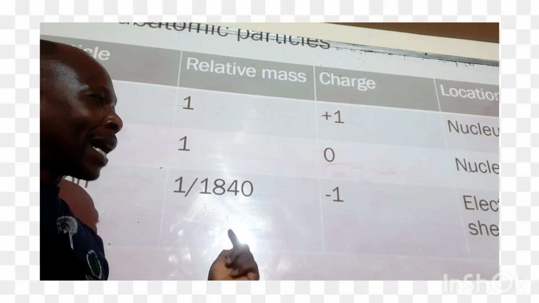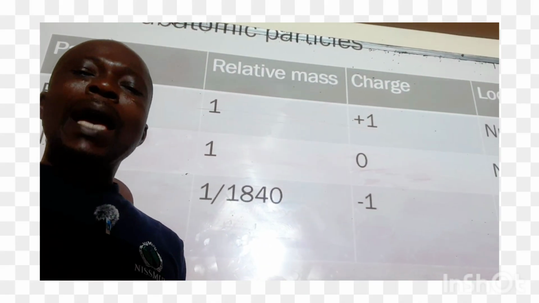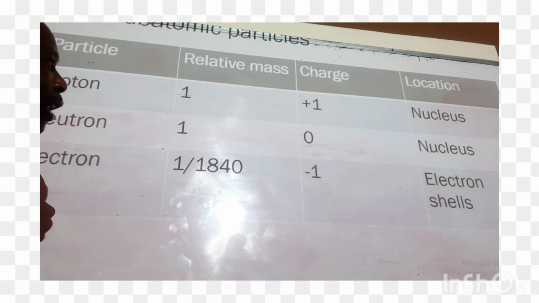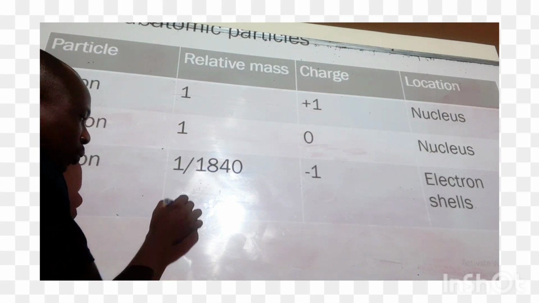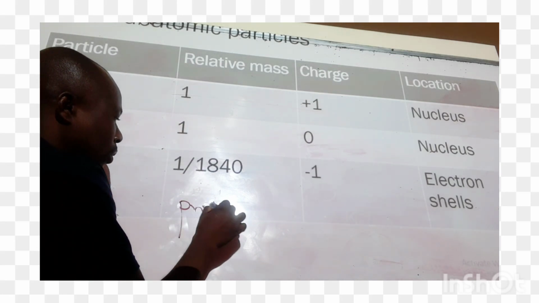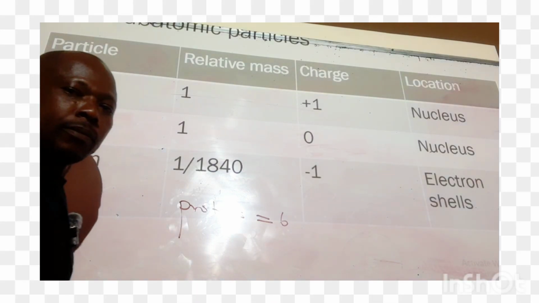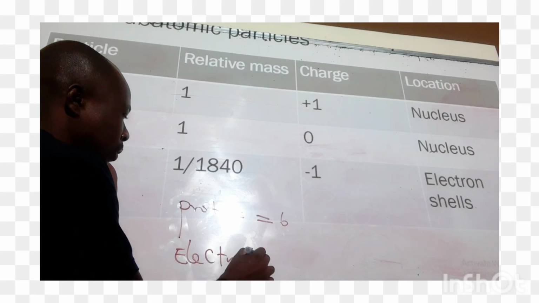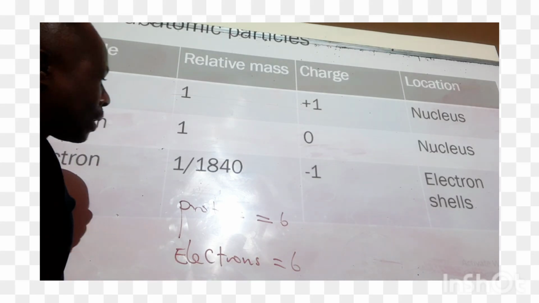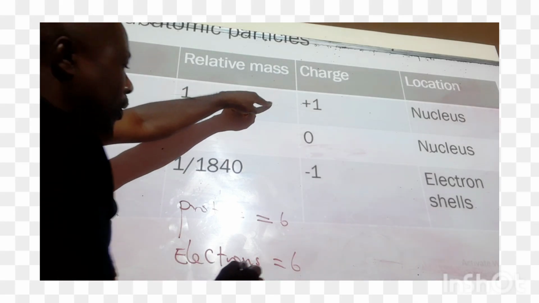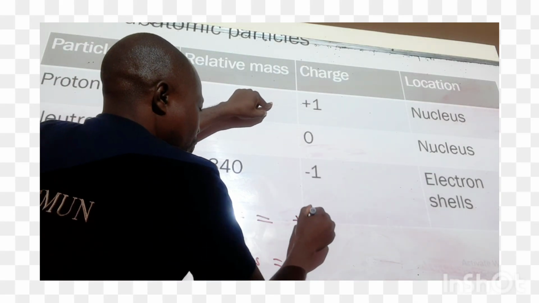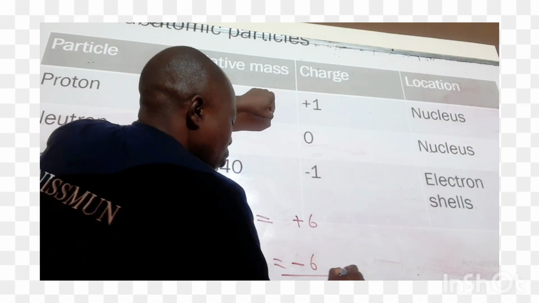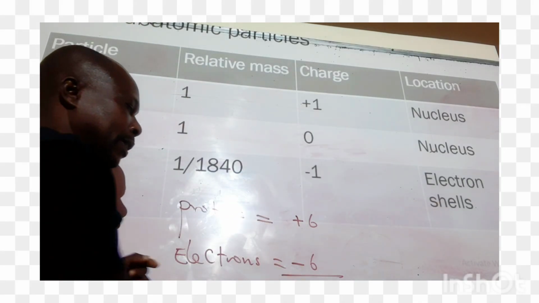Now this brings us back to the question I earlier asked. Why is it that the atom is electrically neutral? The atom is electrically neutral because in that particular atom the number of protons is equal to 6 and the number of electrons is equal to 6. Since the proton is positive, what we have is 6 positive charges plus 6 negative charges. When you sum, plus 6 minus 6 is 0.